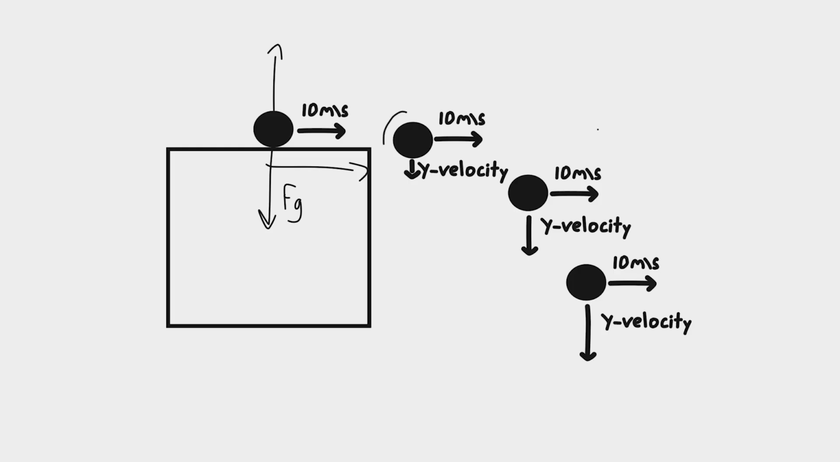Once the ball is off of the surface, so right here, that normal force is no longer there because there's no surface underneath of it, so now all we have is the force of gravity. And there is still no force in either x direction.